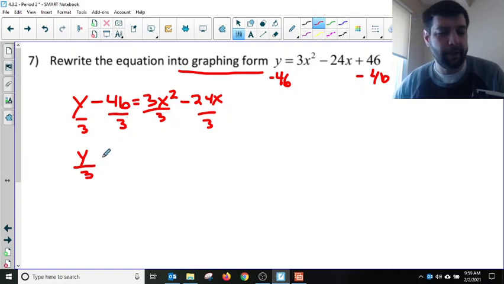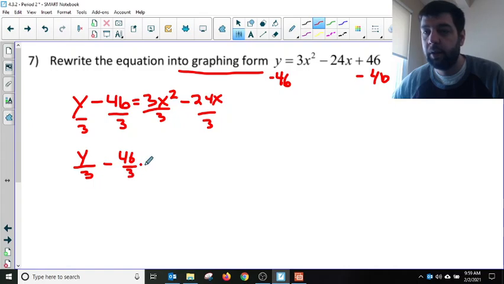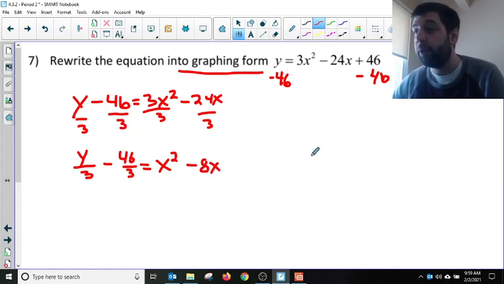Okay, 46 divided by 3, I don't think divides evenly, but I'm just double checking to make sure, yep, does not. Wouldn't want to make a mistake in the recordings. Okay, so now we are ready to complete the square.